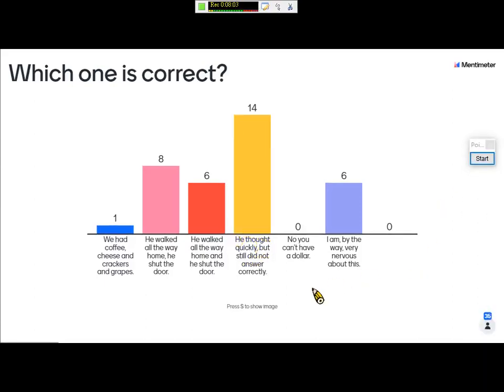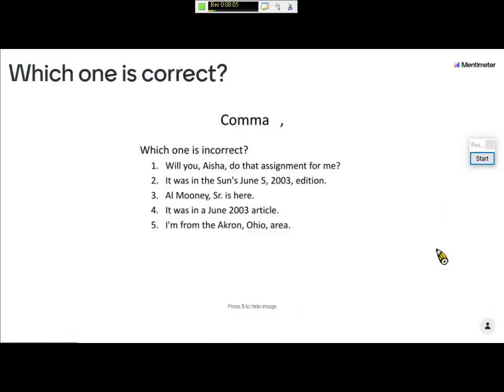Okay, now let's move to the next one. Still another question for comma. Which one is incorrect?